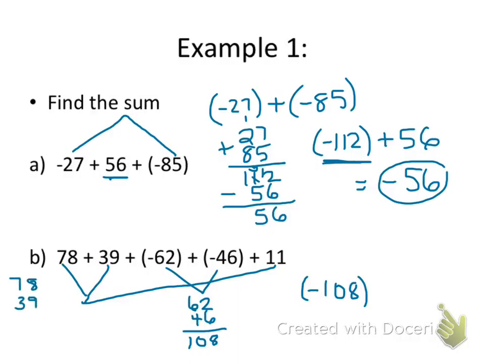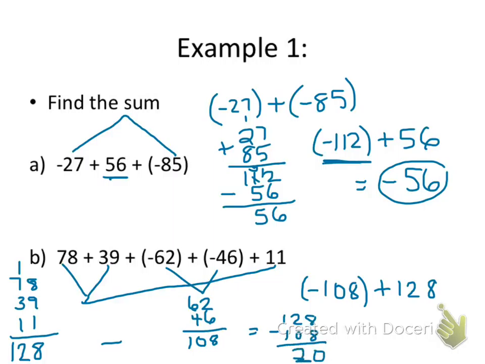Then I will add together my positive forces, 78, 39, and 11, to get a positive integer of 128. All right, the absolute value of 128 is greater than 108, so I will literally be subtracting these two integers. So I have 128 minus 108. We could probably do that in our head to get 20. And since the positive one is a greater absolute value, my answer is positive.